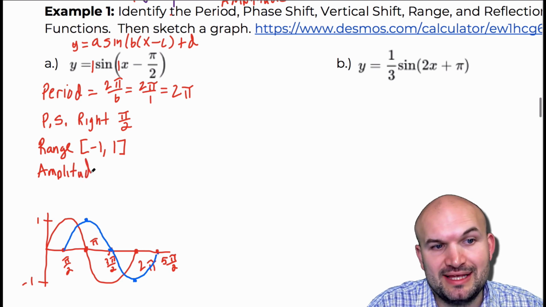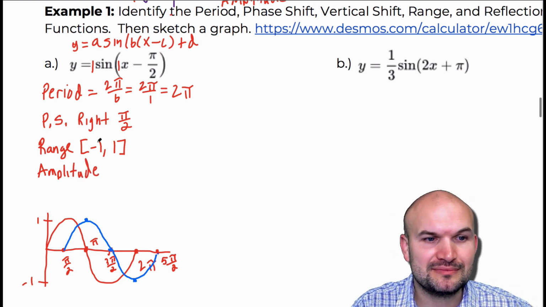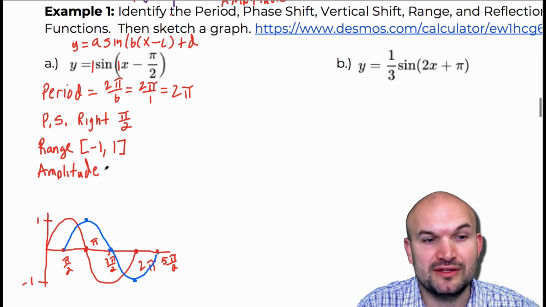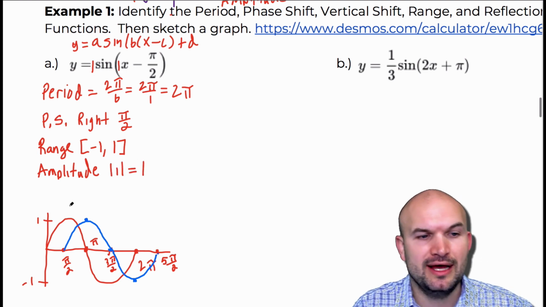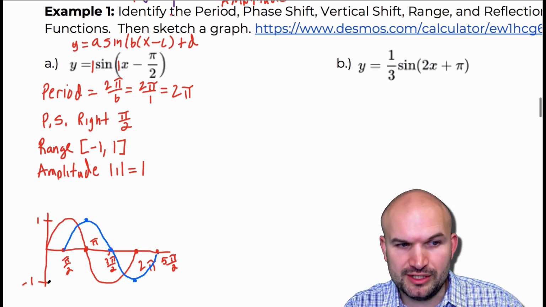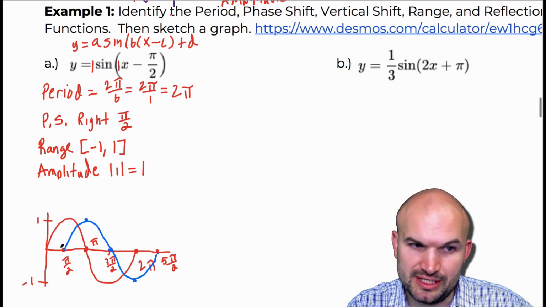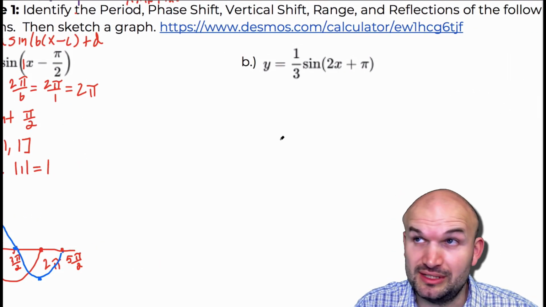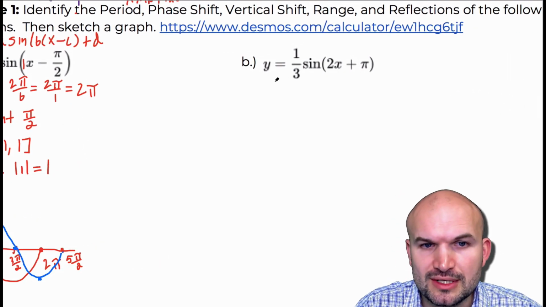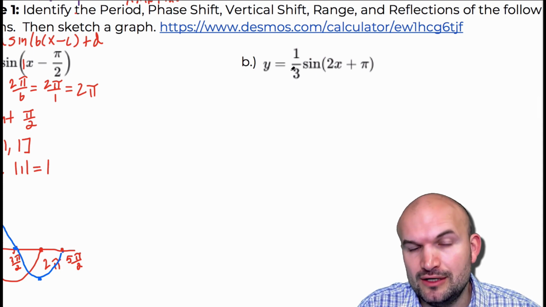I cannot believe I forgot to write that in there. That is one of the big keys in sine and cosine. So the amplitude is just going to be the absolute value of A, which in this case is just 1. And you can see the half distance from -1 to 1. That distance is 2, and half of 2 is 1. I usually like to do the amplitude first, because typically it's the easiest to do. So all we're going to do is take our A here, which is 1/3.